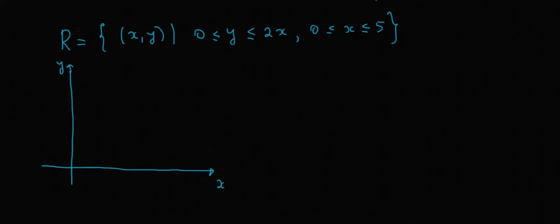So let's begin by graphing. Let's begin by looking at the first inequality right here. Y is between 0 and 2x. And we will graph the two lines, namely y equals 0 and y equals 2x. Now y equals 0 is just the x-axis, and then y equals 2x is a line going through the origin with the slope 2.